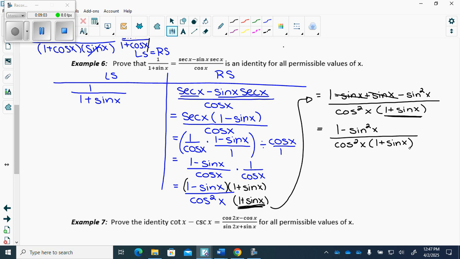Anyone have any ideas what we can do? I need the top to turn to a 1, and I need this cos squared x to get out of my life. Any ideas? Look at formulas on your formula sheet. Yeah, 1 minus sine squared x becomes cos squared x. So this can turn to a cos squared x, and then what can happen? Cancel, cancel. Don't need to box that. And LS equals RS.